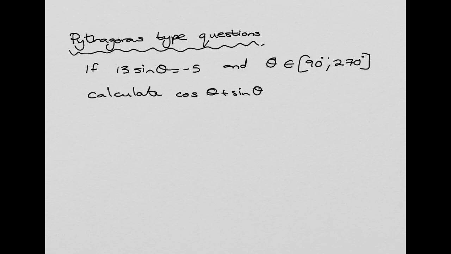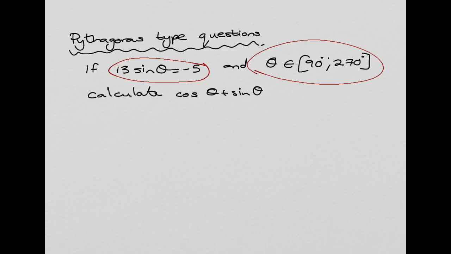Now, if you look at your notes that you've been given, there was a grade 10 revision note, and this example was there. So you're given little clues here. The first clue is when they tell you if sine, cos, tan is related to a value, then you've got to do something with it. And they give you another clue as to which quadrant you're going to be working in on your Cartesian plane. So let's have a look at 13 sine theta equals negative 5. If I get sine theta by itself, it ends up being negative 5 over 13.